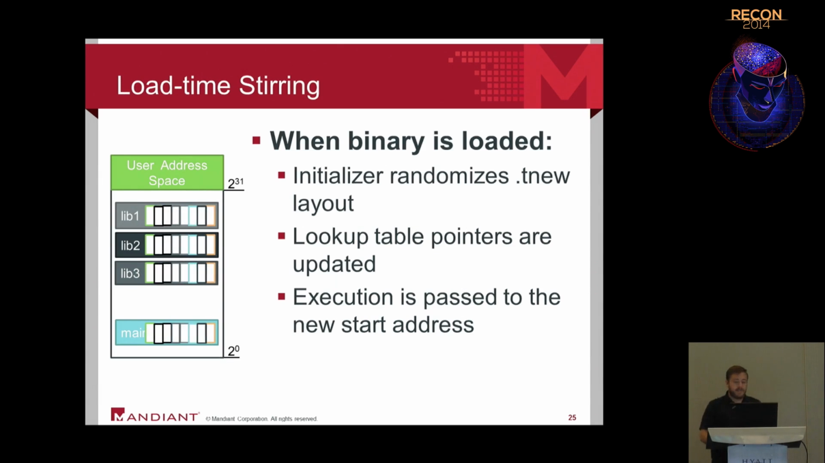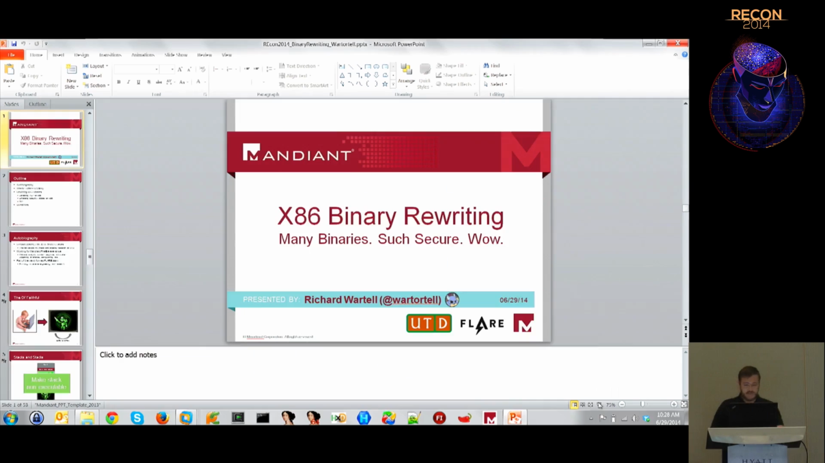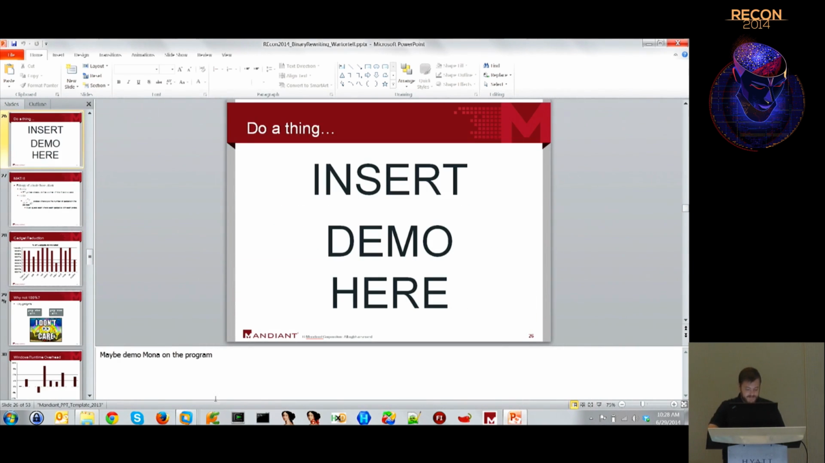So then at load time, our helper library goes, loads the new binary, and then randomizes it, updates the lookup table pointers, and then execution is passed to the new start address. So here's a demo.